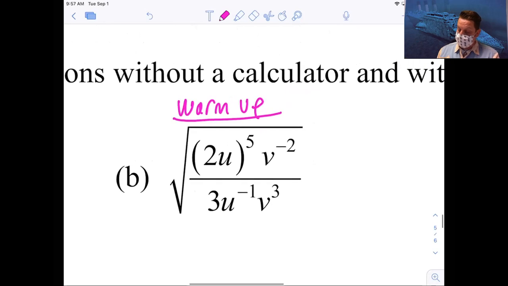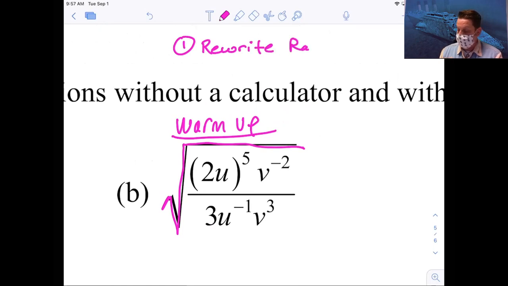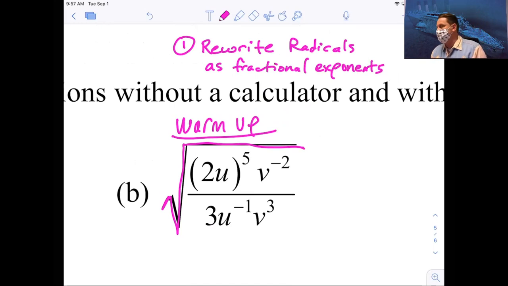The first thing that you should realize, though, is this thing has a radical. Anytime you see a radical in a problem like this, and you're trying to simplify, number one is always to rewrite your radicals as fractional exponents. Because we think in terms of radicals, like the square root of 4 is 2, but when we're trying to simplify, it's better to have it as an exponent so we can utilize those rules of exponents, okay?